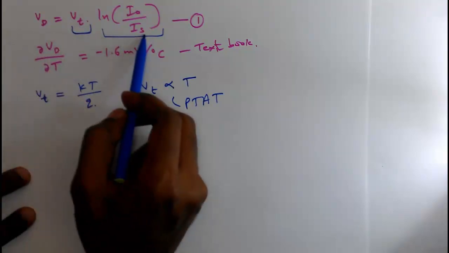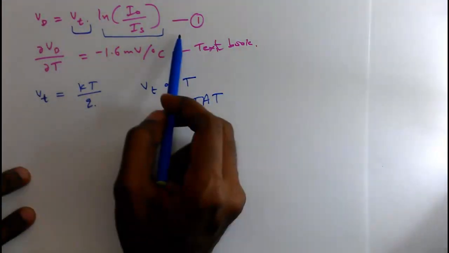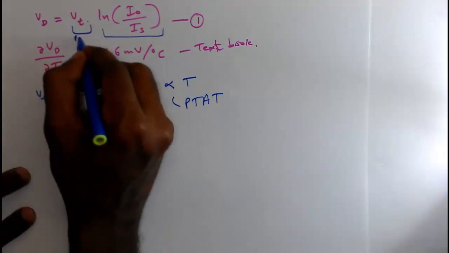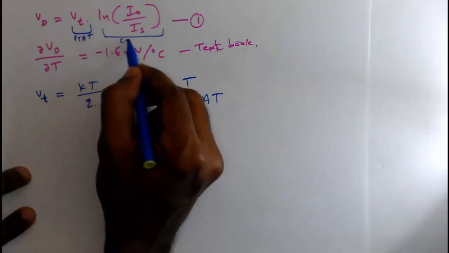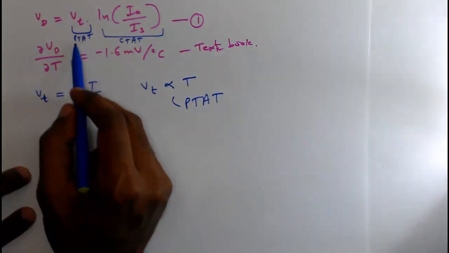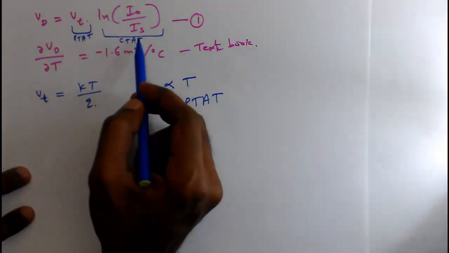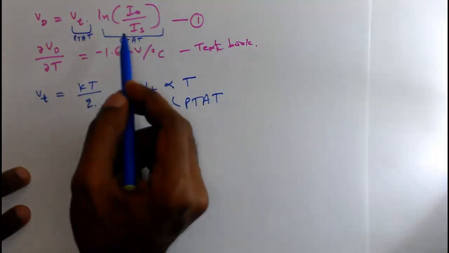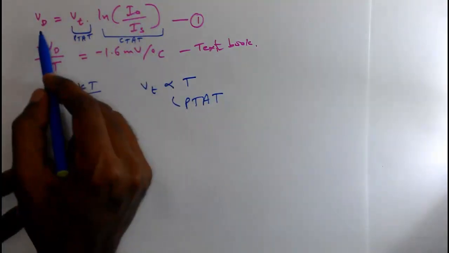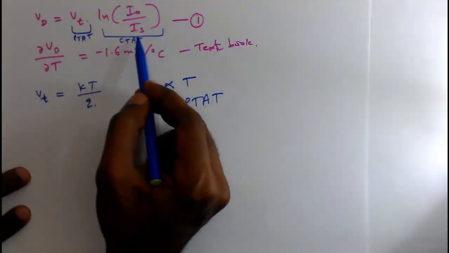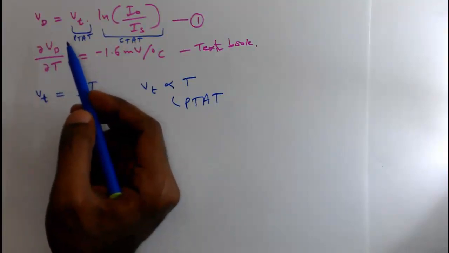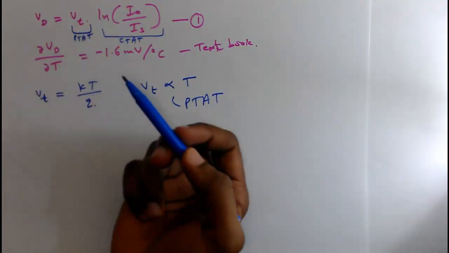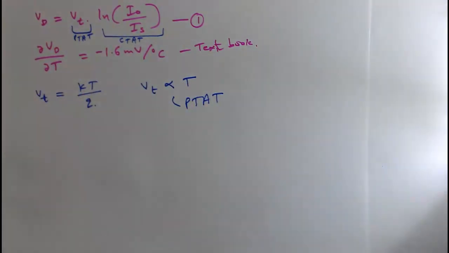Okay, in this term, in the whole equation 1, if we take only this term, this is a PTAT. And if we analyze, you can see it's a CTAT. But this PTAT is very weak and this CTAT is very strong. So if we take the whole equation for Vd, this CTAT term will dominate, and the curve of Vd is a CTAT in nature, because this PTAT is very weak. We will derive that equation.